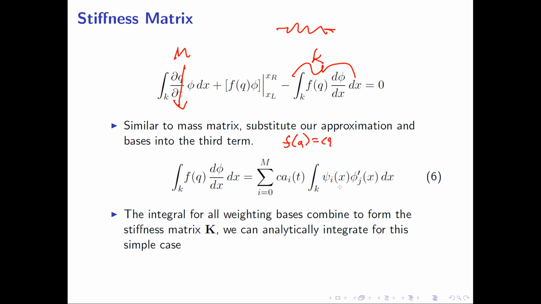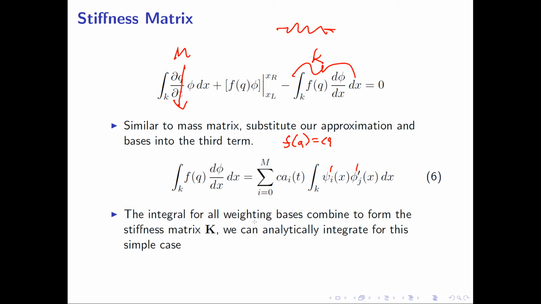So we get something that looks very similar, at least overall, to the integrand for the mass matrix, but notice we have one key difference. We still have our solution basis appearing here, but now we have the derivative of our weighting basis here. And recall that we swapped the derivatives by the integration by parts. But we still have analytical relations for each of these bases, so we can certainly perform that differentiation and then look at what the result of the integral would be.